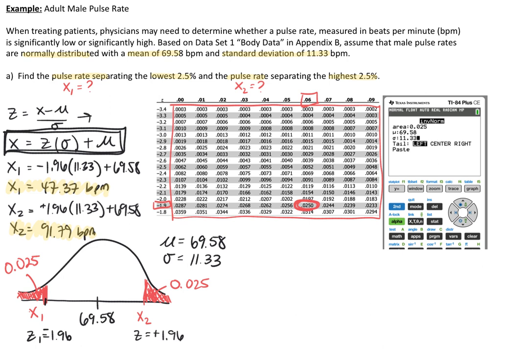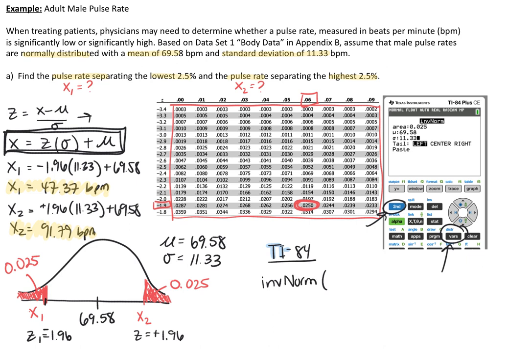Now, if you want to use your graphing calculator, follow along with me on the right-hand side here. I've got a screenshot. So on your TI-84 calculator, you're going to press the second button and then click on VARS, which is going to take you to your distributions. And then you're going to choose invNorm. So invNorm is the function that you use when you know the area.